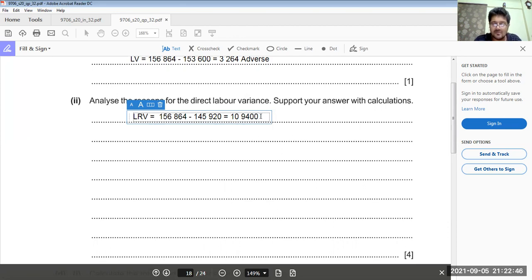10,944. This is adverse variance. Okay. Now, labor usage variance.